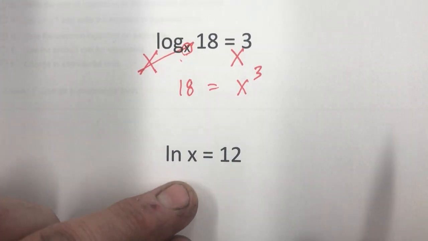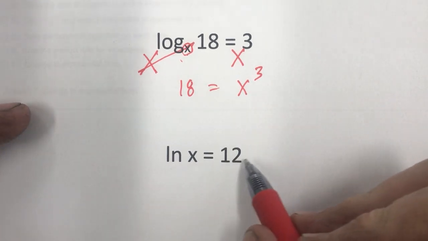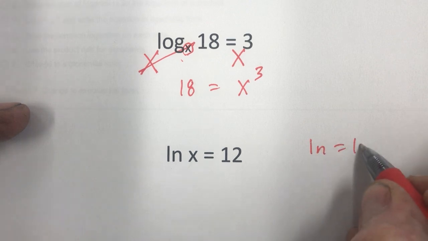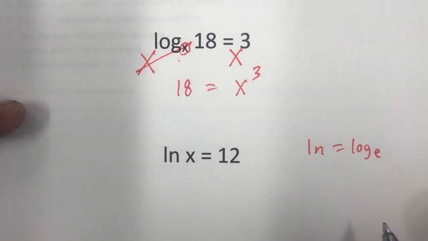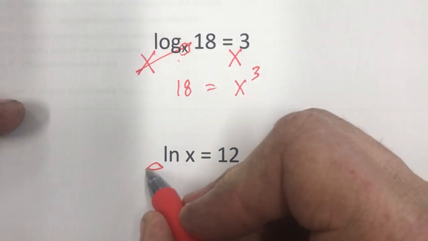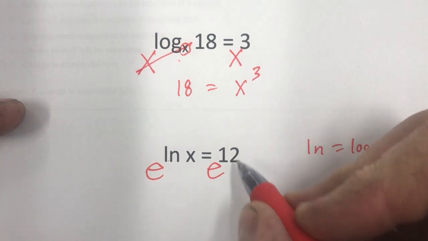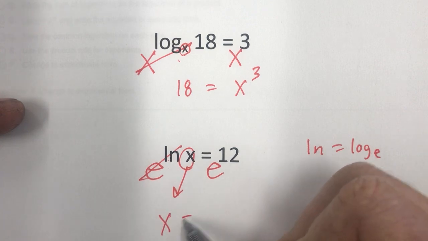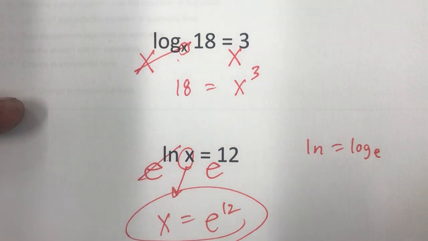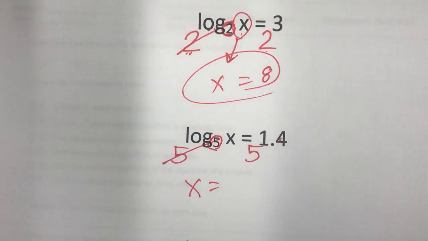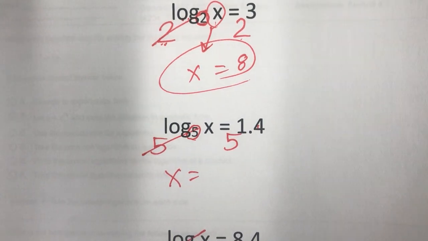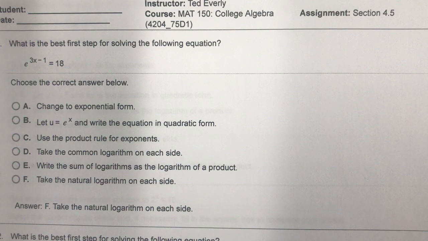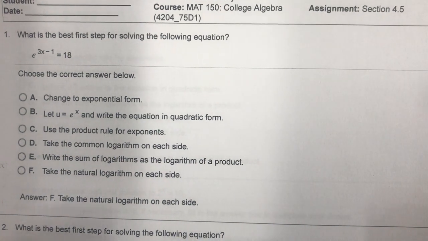Then what if I have this? A natural log of x equals 12. All right, natural log, if you remember now, natural log is log base e. So e to this power equals e to the 12 power. And this will cancel, so I just have my x equals e to the 12 power. And that's pretty much sums up how to solve for exponents and logs. So let's look at some equations here. We're going to solve these.